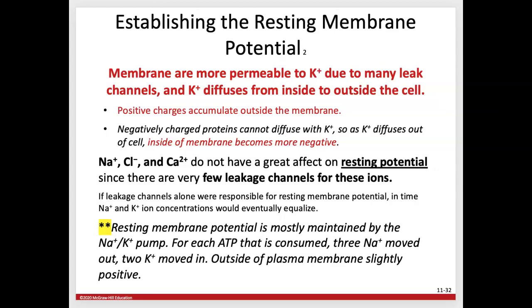Membranes are more permeable to potassium due to the increased leak channels for potassium, and potassium will then diffuse from the inside to the outside of the cell. So what happens there is that positive charges accumulate on the outside of the membrane. The negatively charged proteins that I mentioned before are really big. They're not going to fit through any of the channels. They're stuck. They're staying put. So they can't diffuse with the potassium. As the potassium diffuses out of the cell, the inside of the membrane will become more negative.